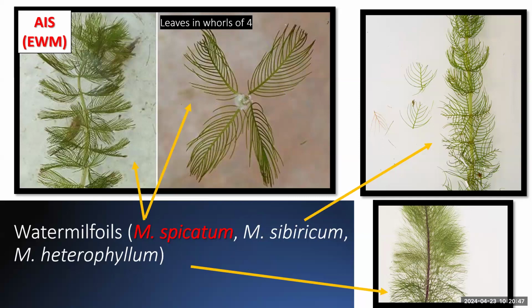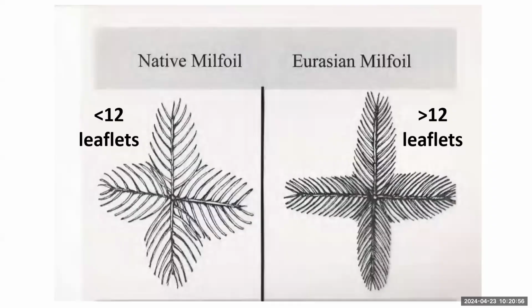You can see the heterophyllum, the spaces between the nodes are reduced, they're more squished. Now, if you really want to tell the difference between a native milfoil and a non-native, you've got to count those leaflets. If you can count less than 12 leaflets, that's a native species. If you have greater than 12, it's a non-native. And for me, usually the natives have 10 or less. It's pretty obvious. Eurasian milfoil, I normally count 16 to 20 leaflets. So they really look kind of like bird feathers.